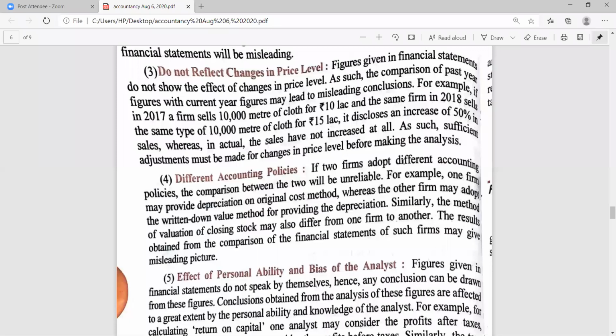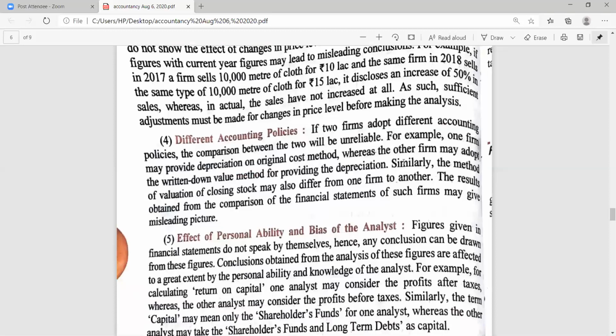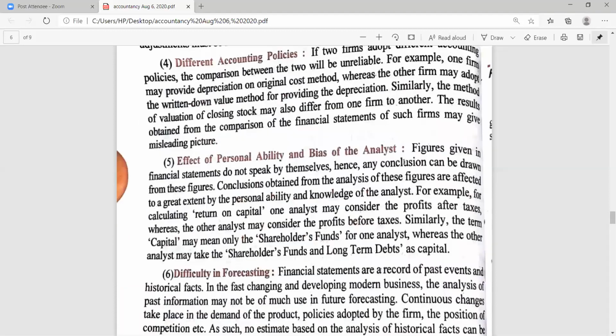Different accounting policies. Yes, I hope you remember all the policies, accounting standards, accounting concepts and conventions that you learned in 11th class. If two firms are adopting two different methods, like depreciation has two methods, one is the original cost method, another is the diminishing balance method, then it is not possible to make an analysis or comparison between them. And it depends on the analyst on which basis he makes his personal judgment. So on the basis of personal judgment and ability, it is very important that the person who is analyzing should not be biased, he should be fair.